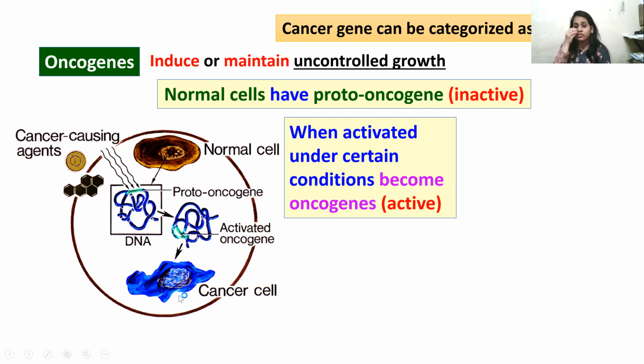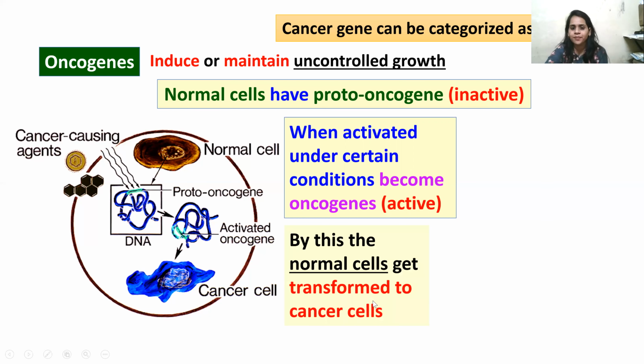So proto-oncogene is present in each and every body. ठीक है, तो जब anybody is exposed to carcinogen, वो carcinogen कैसे भी हो सकता है, बैक्टीरियल हो सकता है, वायरल हो सकता है, केमिकल हो सकता है, फिजिकल हो सकता है, तो वो carcinogen की वजह से ये proto-oncogene activate हो जाता है and the cell becomes cancerous. Okay, so a normal cell gets transformed into a cancerous cell.